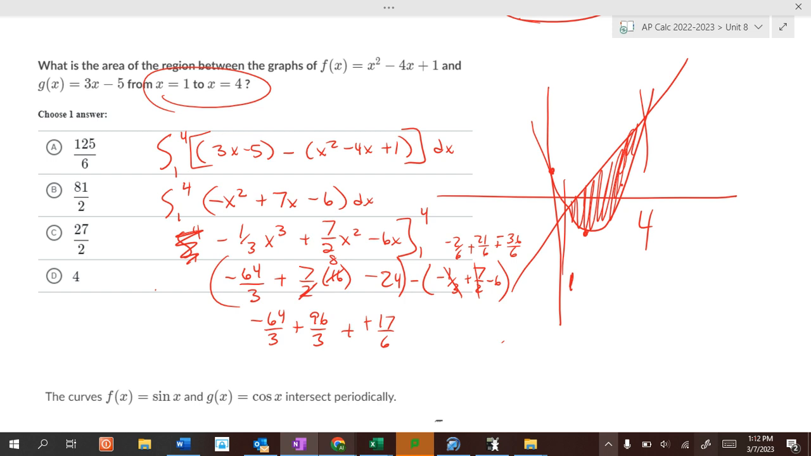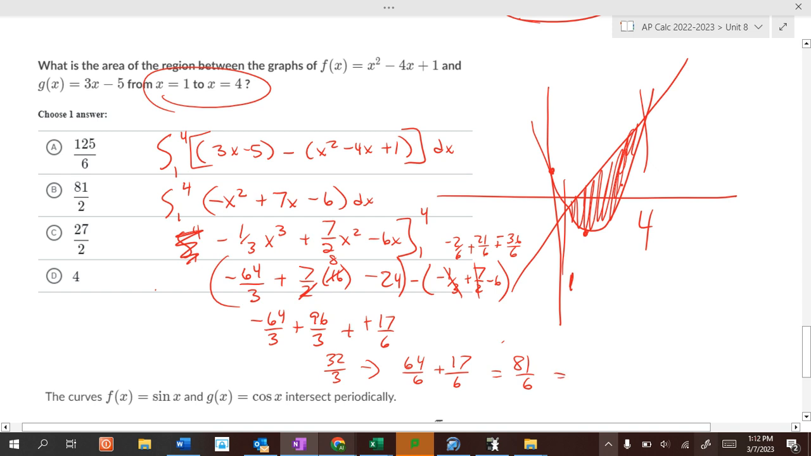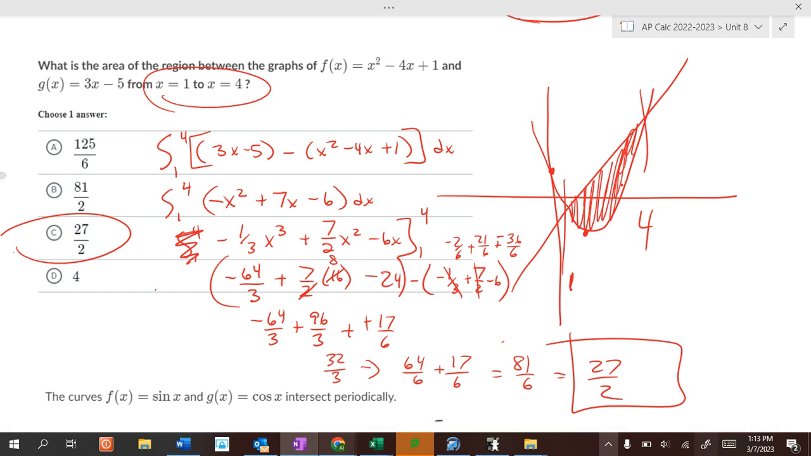So negative 64 plus 96 is 32 thirds, which is the same as 64/6, plus 17/6 is 81/6. Didn't get the right answer, did I? Oh, but this is all divisible by 3, so 27 halves. There we go. So we did that by paper and pencil. Boy, wouldn't it be nice if there was an easier way of doing that.